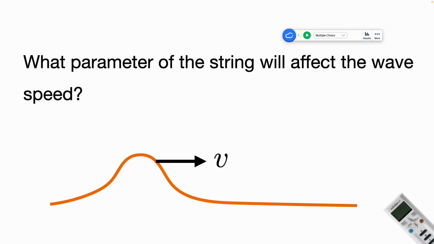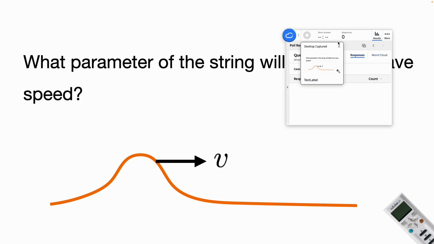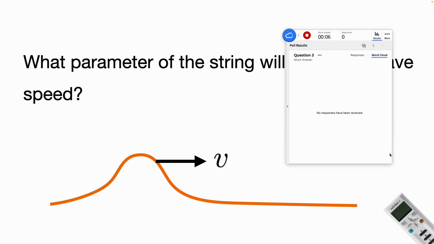So, now let's guess. What do you think will affect the speed of this pattern going to your right? Here we can have a short answer, so just type whatever you think. And we can have a word cloud. Yay, so fun. So go ahead and type in what you think will affect the speed of this wave.